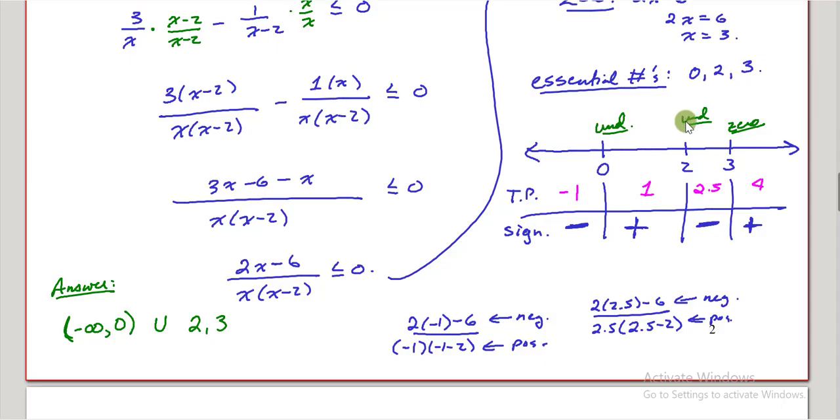Similarly, why was 2 labeled on my number line? Because the expression was undefined there. So I'd have to put a parenthesis there because there's no way x could ever take on the value of 2. Okay, so wait for the other shoe to drop.